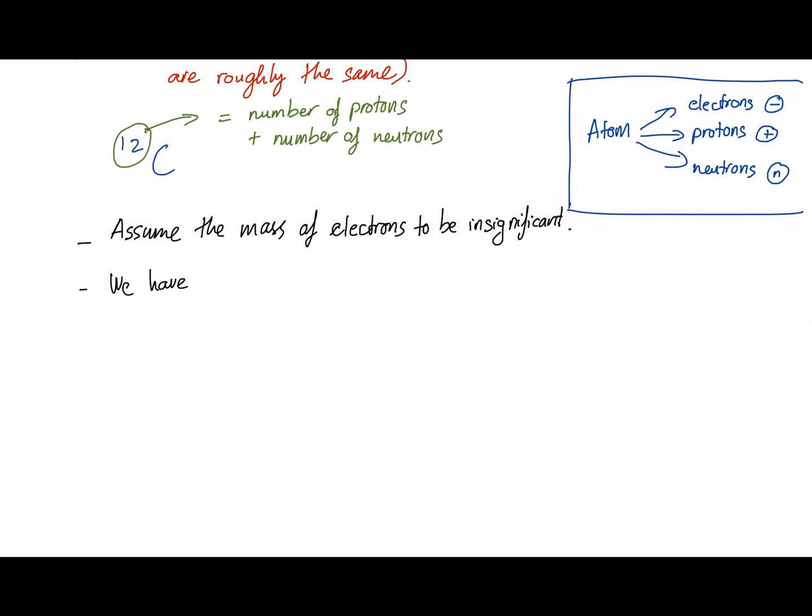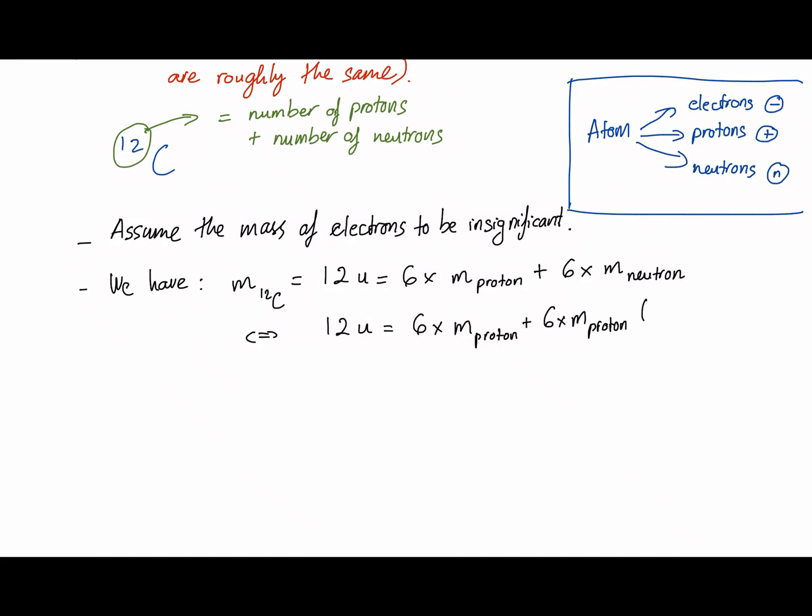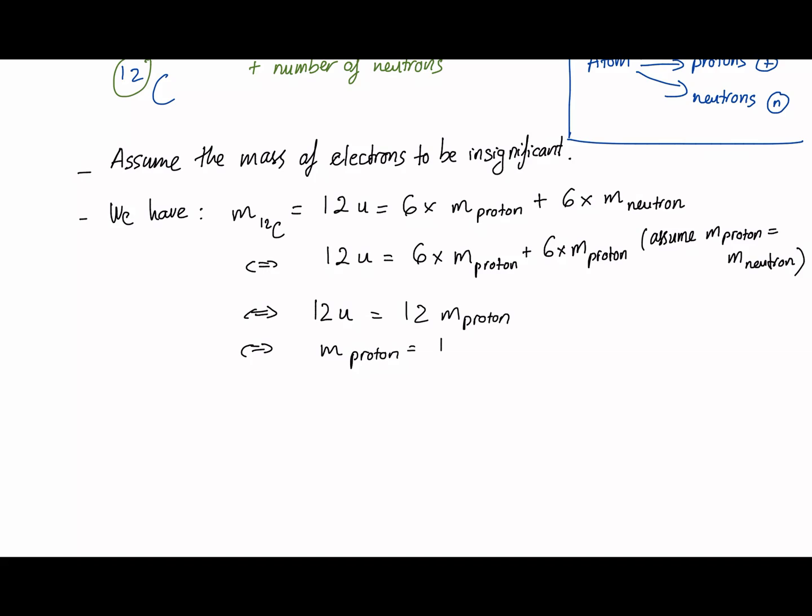So now the atomic mass of carbon-12 is 12 Dalton. That mass is mainly made of the mass of the protons and the neutrons. We also know that protons and neutrons weigh roughly the same, so let's assume that they are the same. So that will come down to 12 U equals 12 times the mass of a proton. So the mass of a proton is equal to 12 U divided by 12, which is 1 U.